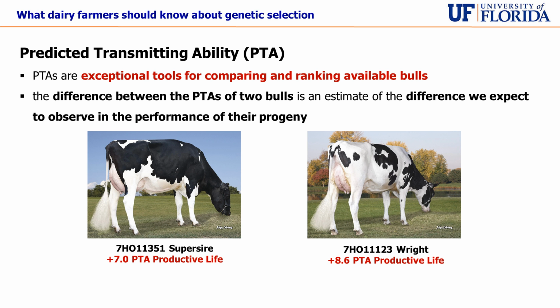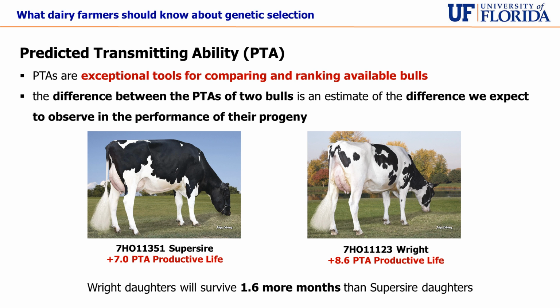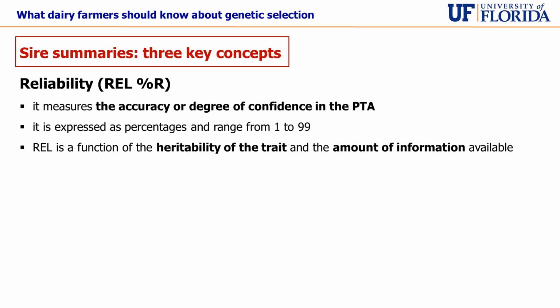Now, in terms of productive life, for example, let's say that Super Sire has a PTA of +7 and Right a PTA of 8.6, so the difference is 1.6. That means that we expect Right daughters to survive in the herd 1.6 more months than the daughters of Super Sire. So it's a key concept. PTA is what we use to select sires and is an exceptional tool for comparing potential bulls.